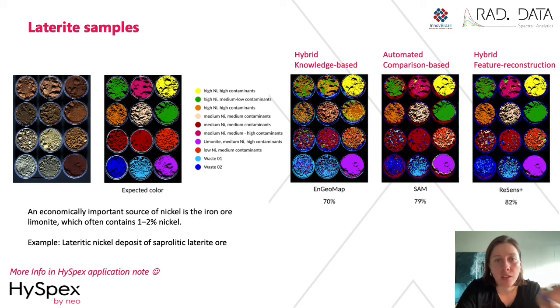And I also just wanted to show you the distinction of different mapping approaches here. So we have the EnGeoMAP again from the German Research Center for Geosciences, the Spectral Angle Mapper, and Recens Plus. And I only used VNIR data here, so no SWIR. And I wanted to see, can we still see the differences in contamination? Can we still see the differences in nickel quality based on a spectral library? So again, a comparison-based approach. And you can see that we're going from 70% accuracy of mapping for EnGeoMAP to 82% for the Recens Plus algorithm from Red Data Spectral Analytics.